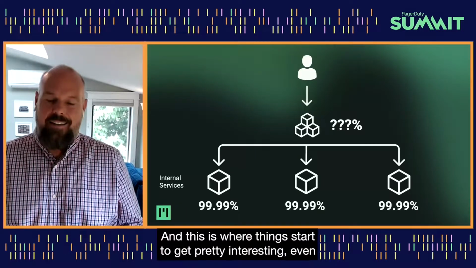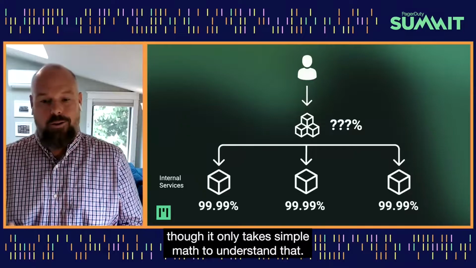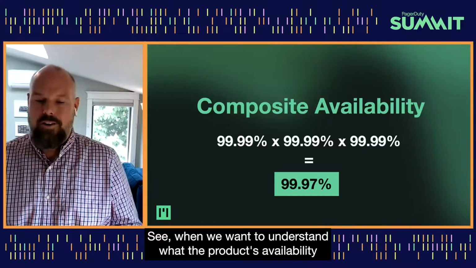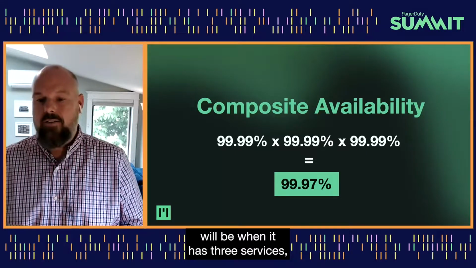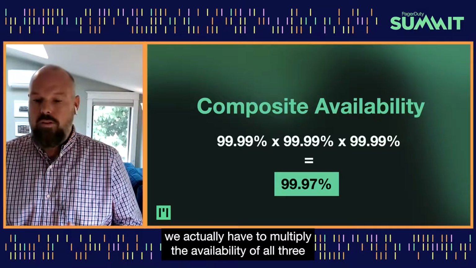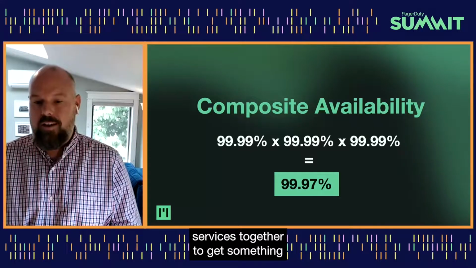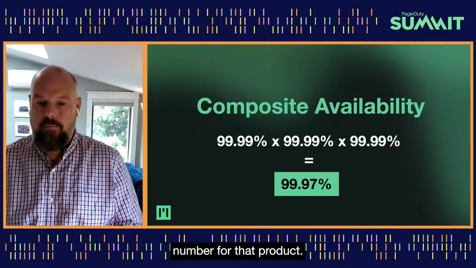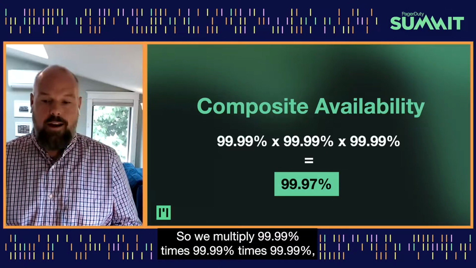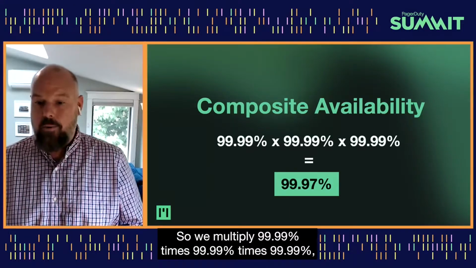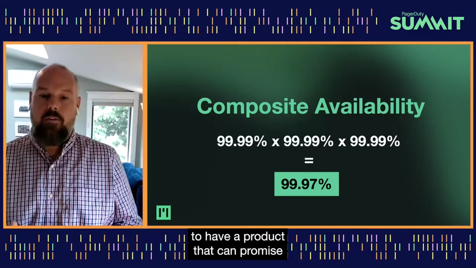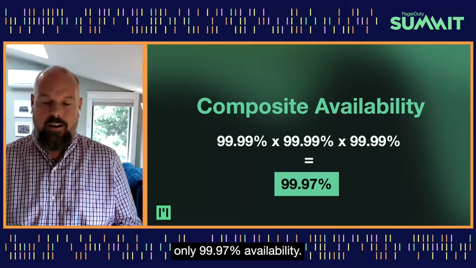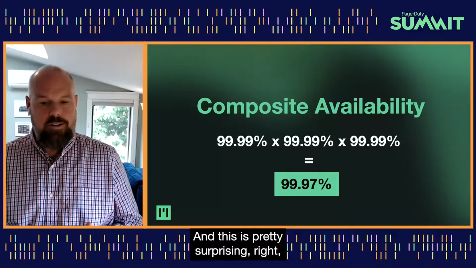Well, not exactly. And this is where things start to get pretty interesting, even though it only takes simple math to understand them. See, when we want to understand what the product's availability will be when it has three services, we actually have to multiply the availability of all three services together to get something that we call the composite availability number for that product. So we multiply 99.99 times 99.99 times 99.99, and what we learn is that we're going to have a product that can promise only 99.97% availability. And this is pretty surprising, right?